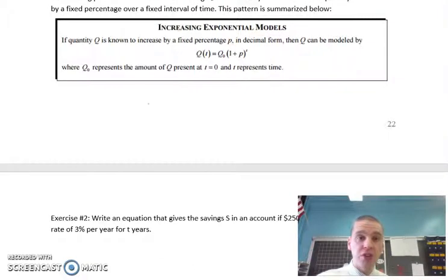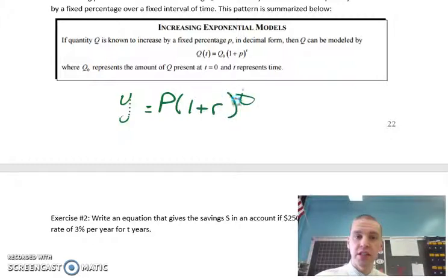So we're always going to be able to say this. And this portion here uses different terminology. We usually use y equals P, parentheses, 1 plus r, to the t. That's a t.